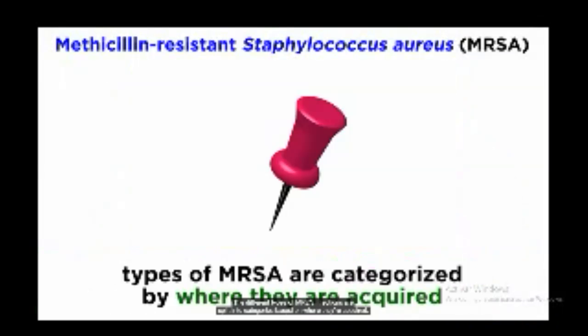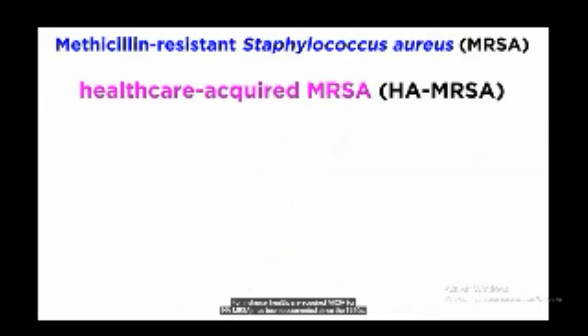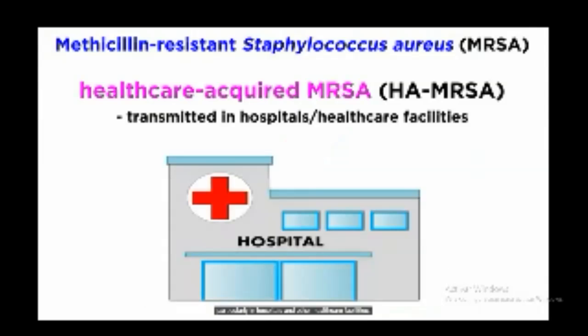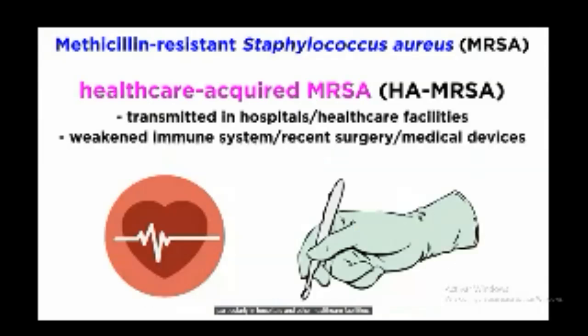The different types of MRSA infections are split into categories based on where they're acquired. For instance, healthcare-acquired MRSA, or HA-MRSA, has been documented since the 1960s, particularly in hospitals and other healthcare facilities. Patients with weakened immune systems, recent surgery, or those with medical devices implanted are at higher risk for HA-MRSA, and the incidence of these infections has been increasing steadily over time.